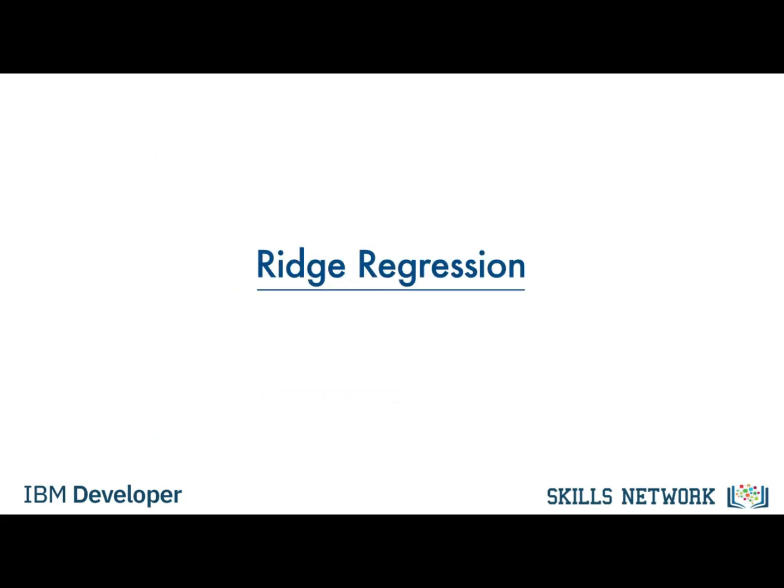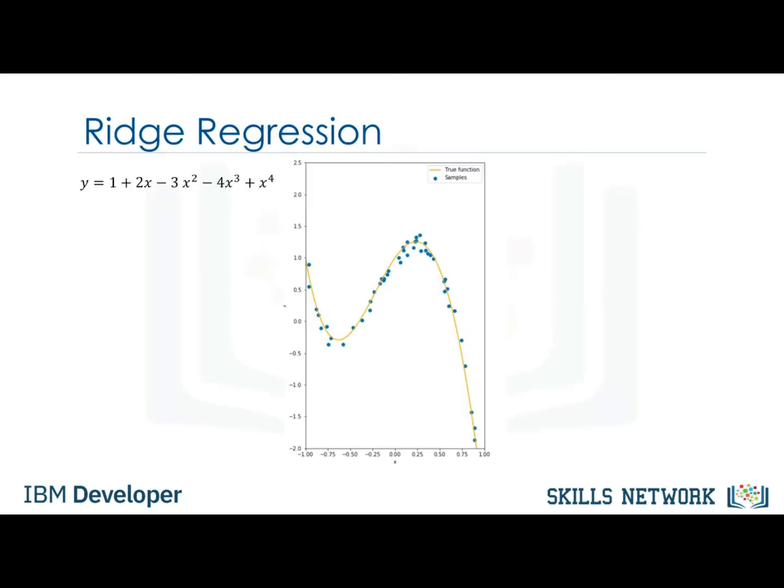In this video, we'll discuss ridge regression. Ridge regression prevents overfitting. In this video, we will focus on polynomial regression for visualization, but overfitting is also a big problem when you have multiple independent variables or features. Consider the following fourth order polynomial in orange. The blue points are generated from this function.